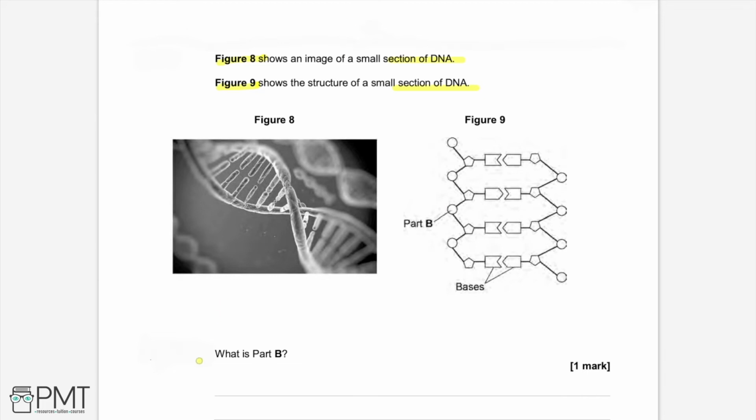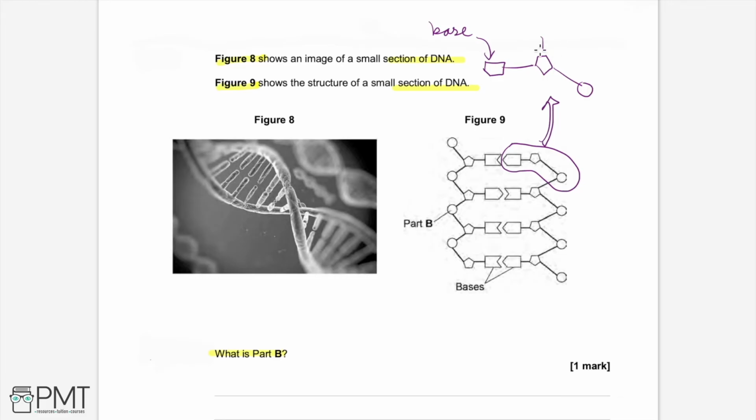Now, we are asked what is part B. So let's have a look at one nucleotide. That's one of the monomers that make up the DNA polymer. Well, as you can see from this simplified version, we have a base, of which there are 4: adenine, cytosine, guanine, and thymine. And bonds between bases are what hold strands together.